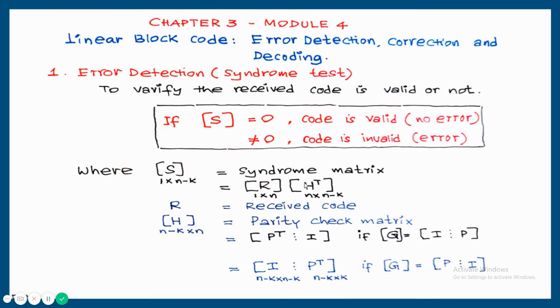So multiply R into H transpose. R is 1 cross N and H transpose will be N cross N minus K. So the product will be 1 cross N minus K. After multiplication, we will get N minus K bits. If those N minus K bits are complete zeros, the received code is a valid code. If it is not zero, the received code is an invalid code. So if it is an invalid code, correction is needed. Using this syndrome generation, the receiver is able to determine whether the received code is valid or invalid. This test is known as syndrome test, and this is an error detection method for linear block code.